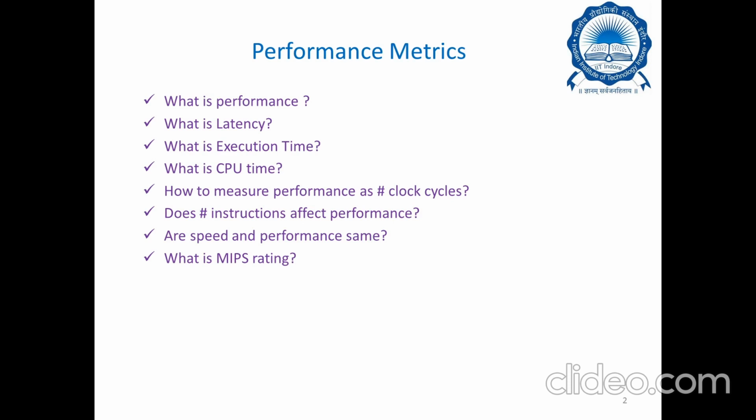So what are the different types of performance metrics? Well, performance metrics, as in the different mathematical measures through which we can analyze performance, could be as follows: latency, execution time, CPU time, number of clock cycles, number of instructions, MIPS rating, so on and so forth. As you could see, there are so many different types of varying performance metrics which can play a crucial role in analyzing the performance.